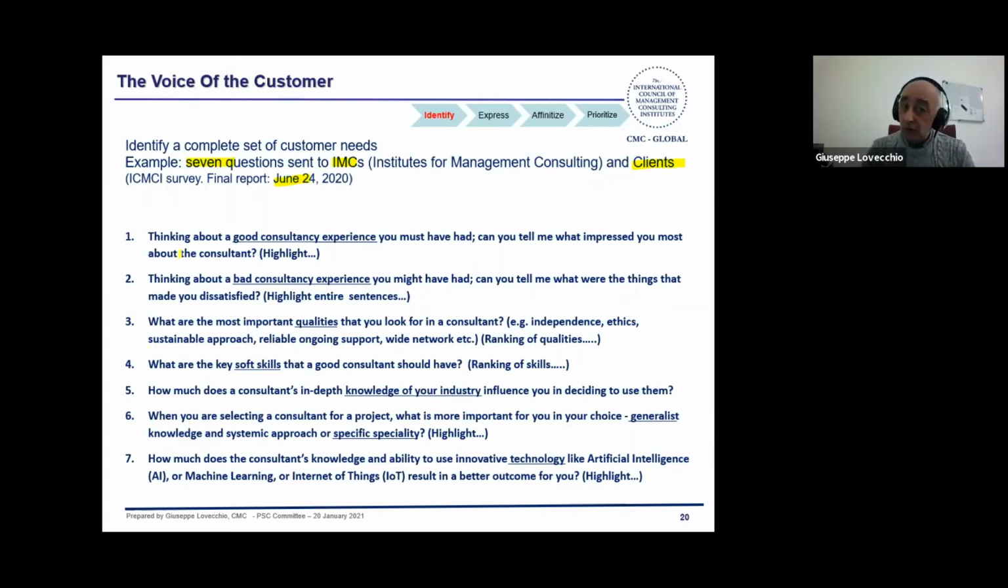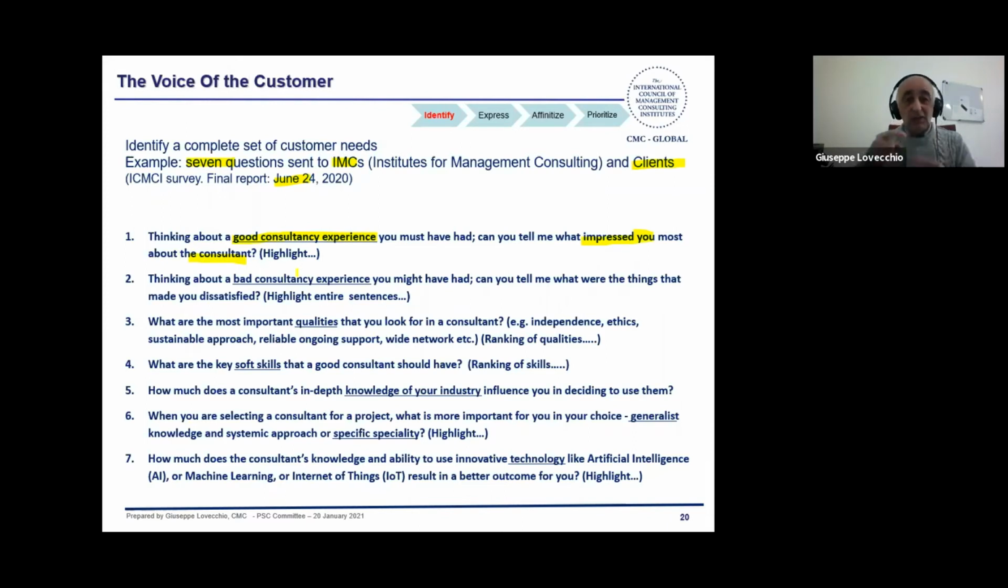The first one was: thinking about a good consultancy experience you must have had, can you tell us what impressed you most about the consultant? So you describe your good experience in your own words. What impressed you most about the consultant?